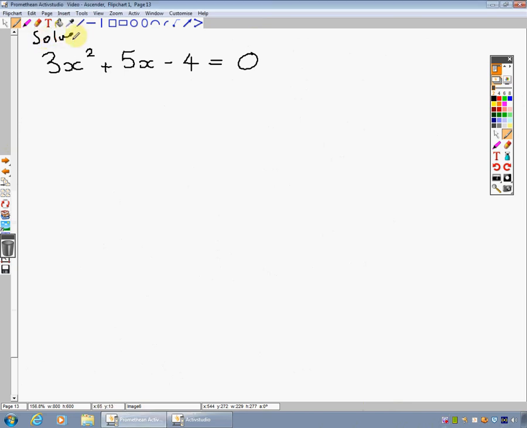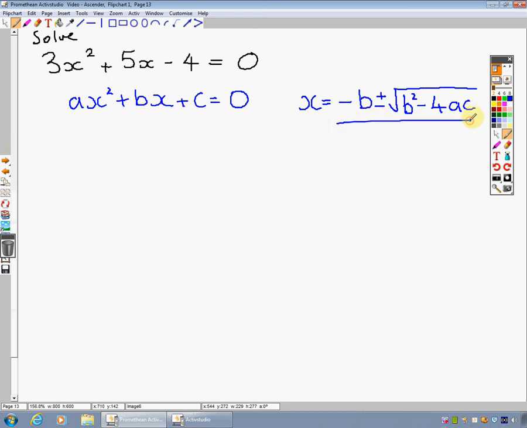The formula is on the front page of your paper, and it says that for a quadratic in the form ax squared plus bx plus c equals 0, we can use a formula where x equals minus b plus or minus the square root of b squared minus 4ac, all divided by 2a, which will give us our 2 solutions for x.